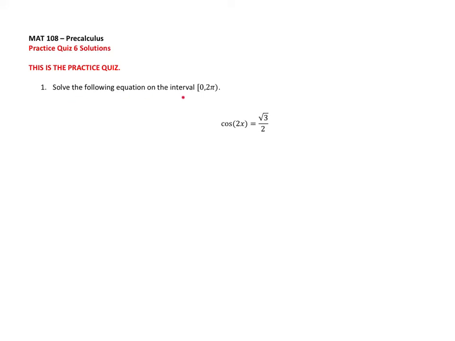In this first question, we want to solve this equation. Cosine of 2x is equal to root 3 over 2. But we want to solve it on the interval from 0 to 2 pi. And here we mean the variable x falls within this interval.